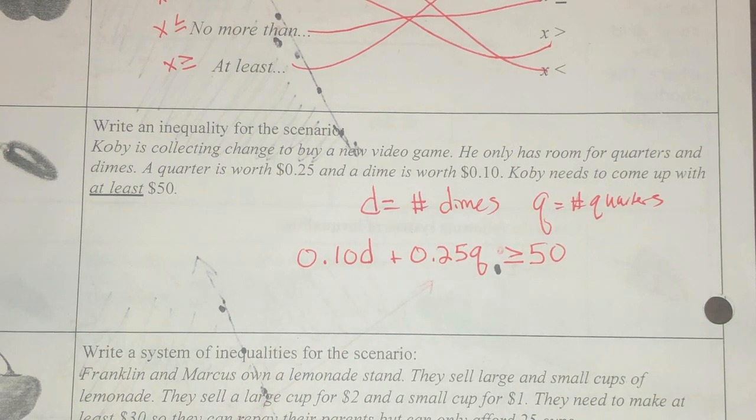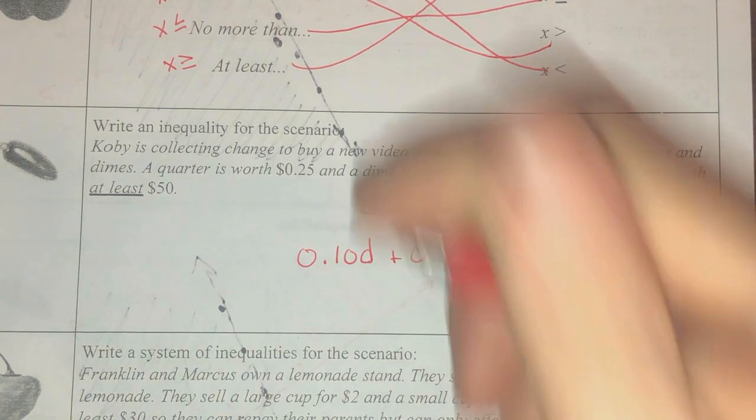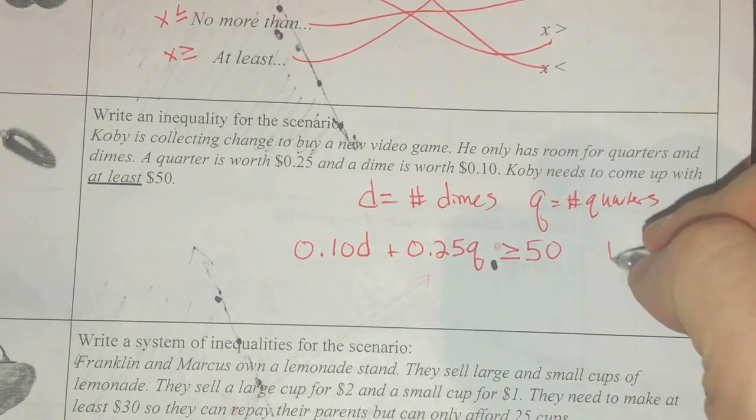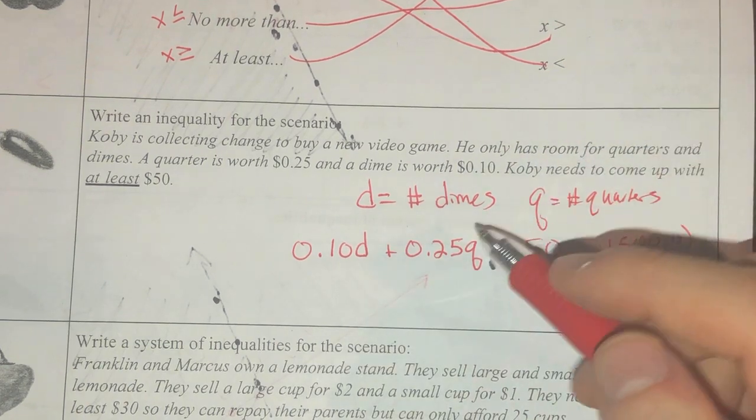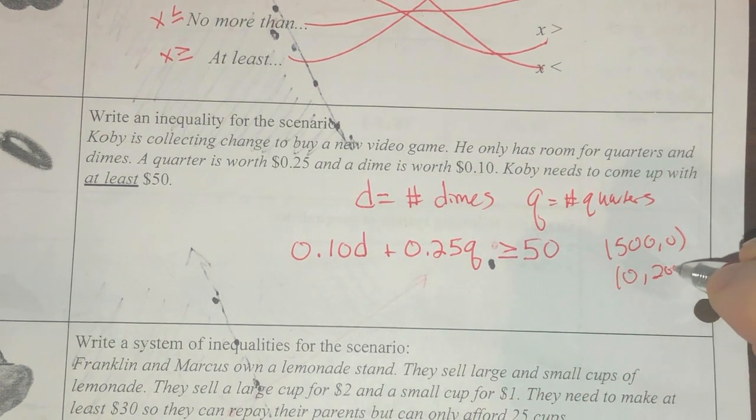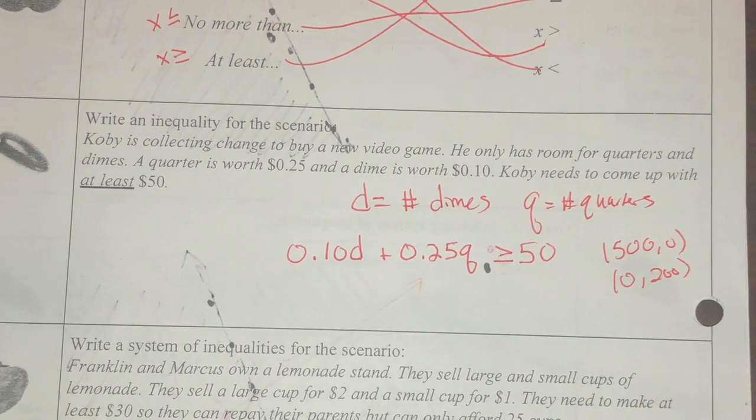And then I could graph that. My intercepts would be, well, it would take a lot of dimes. It would take you 500 dimes to get $50, because 10 dimes is $1. Quarters, I would have 200. So in other words, I would have (500, 0) and (0, 200). So some pretty big intercepts there.